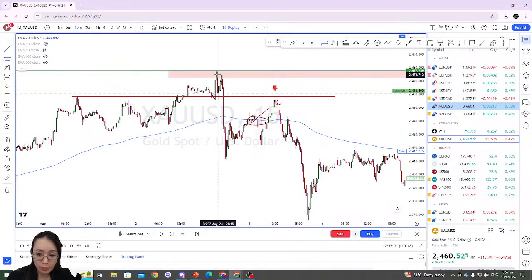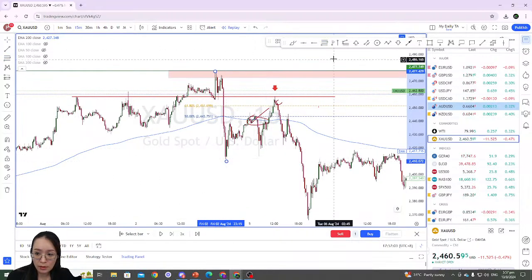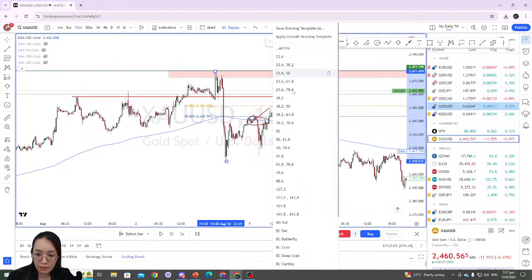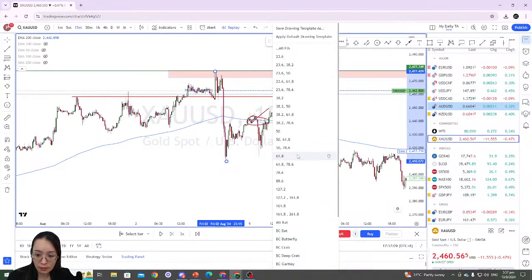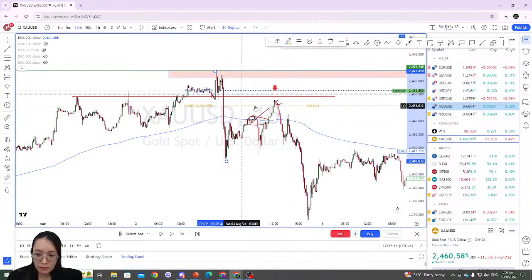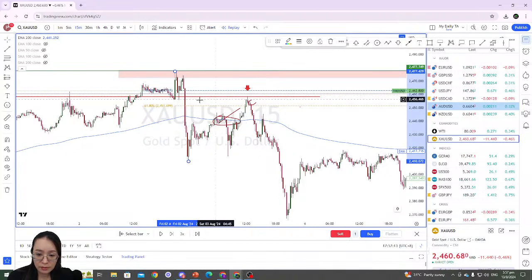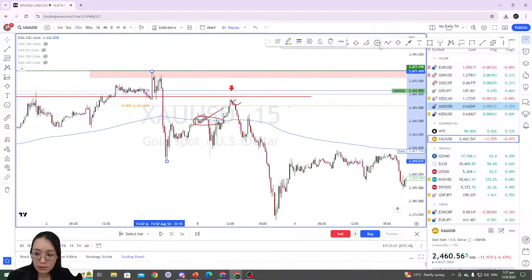What if I also use Fibonacci? That will be at 78.6%, I believe, somehow within this zone, right? So if price hasn't broken above 78.6, this is going to be my sell entry, and then you hold. Once price breaks below, because why?